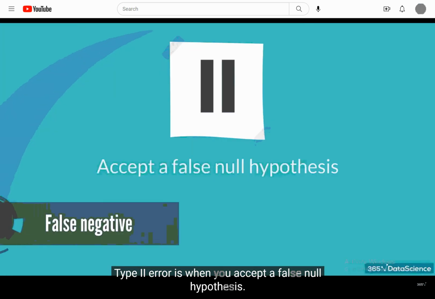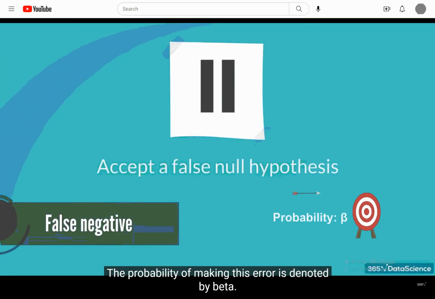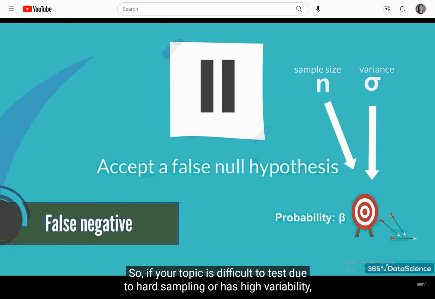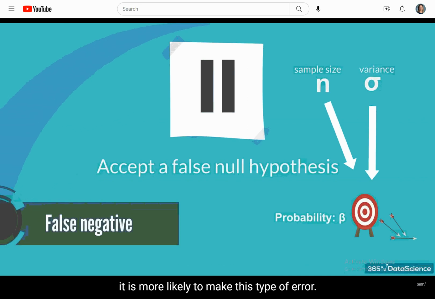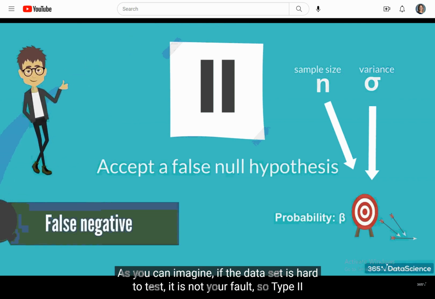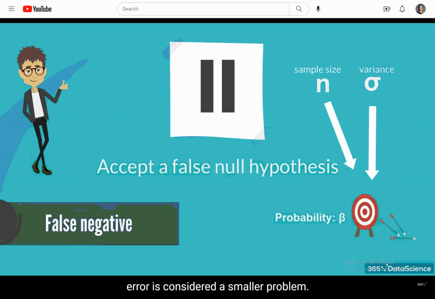Type 2 error is when you accept a false null hypothesis. The probability of making this error is denoted by beta. Beta depends mainly on sample size and population variance. So if your topic is difficult to test due to hard sampling or has high variability, it is more likely to make this type of error. As you can imagine, if the data set is hard to test, it is not your fault, so type 2 error is considered a smaller problem.